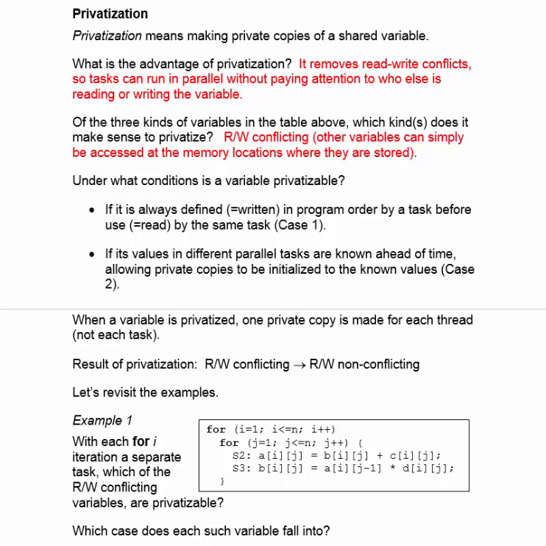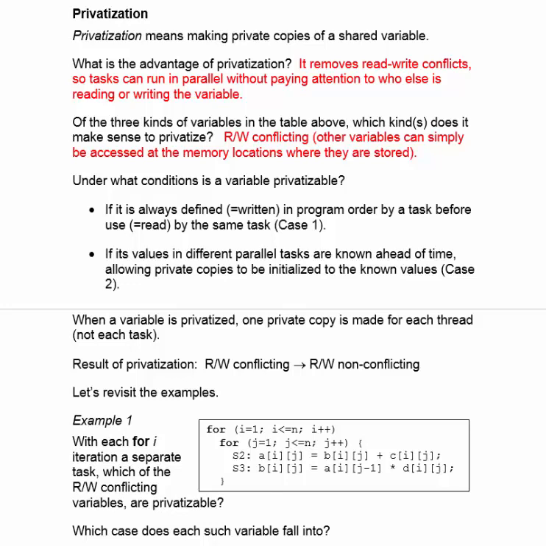Under what conditions is a read-write conflicting variable privatizable? Well, there are two of them. First of all, if the variable is always defined, which means written, in program order by a task before being read by the same task. So if a task always writes the value of a variable before it reads it, we know we don't have to worry about any update that was made by any task before that, because we're never going to read that value.